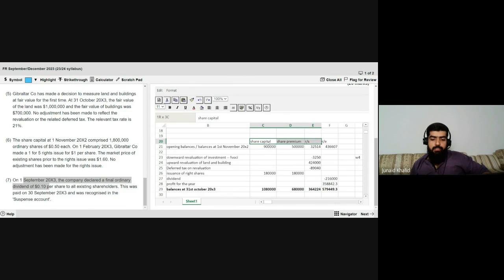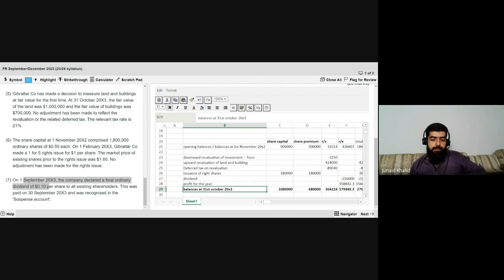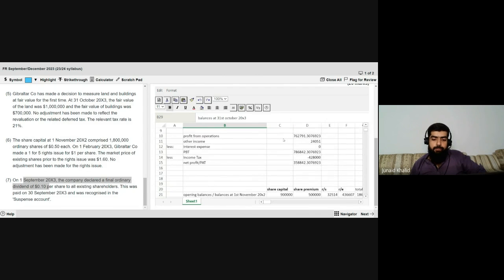So the first task is that you need to complete your answer, and once you are done with that, if you think there's time in the exam, definitely you can work on the presentation side. Even we can have a total column. Are you getting this one? So this could be easily done. Okay, so that is the statement of changes in equity that we have prepared over here.